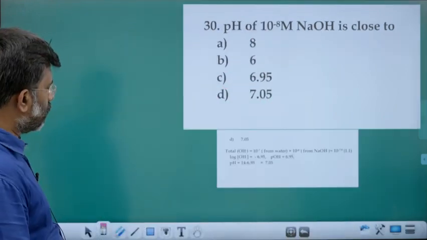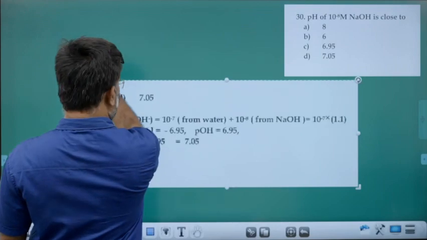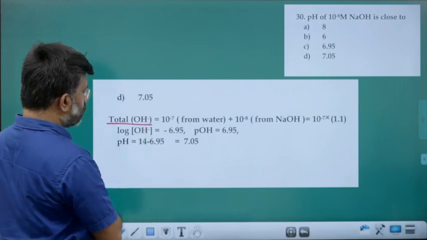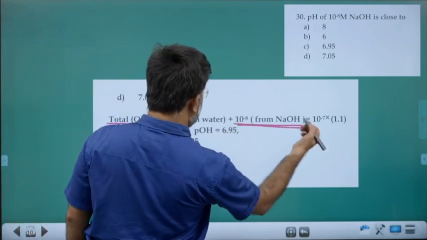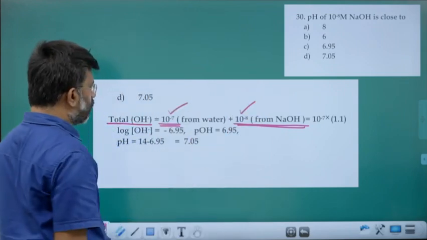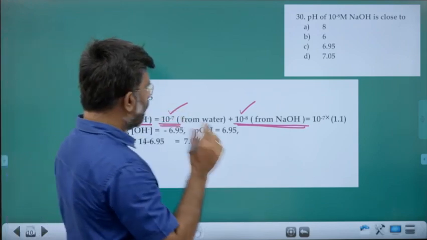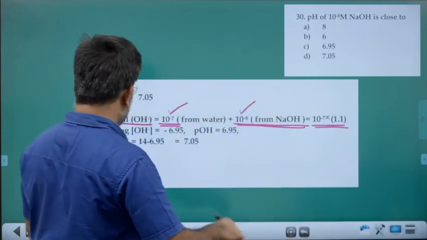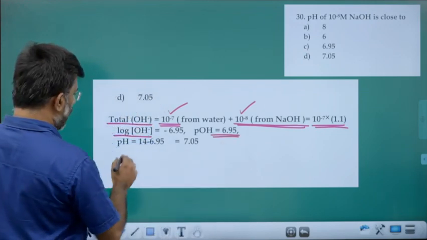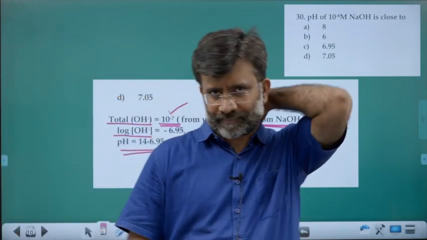So how will you calculate? You have to think in this direction. Total OH minus concentration: this is the OH minus concentration you get from NaOH, that is 10 power minus 8, and this is the OH minus concentration you get from pure water. So you take the total OH minus concentration and it comes like this. Take the negative log of OH minus concentration and you get pOH 6.95, and then pH is equal to 14 minus 6.95. You will get 7 point something. Okay.